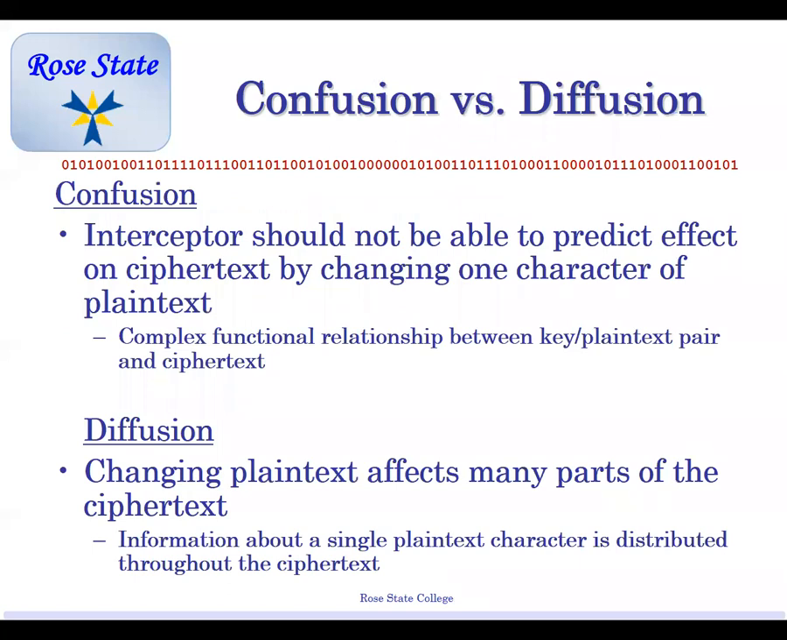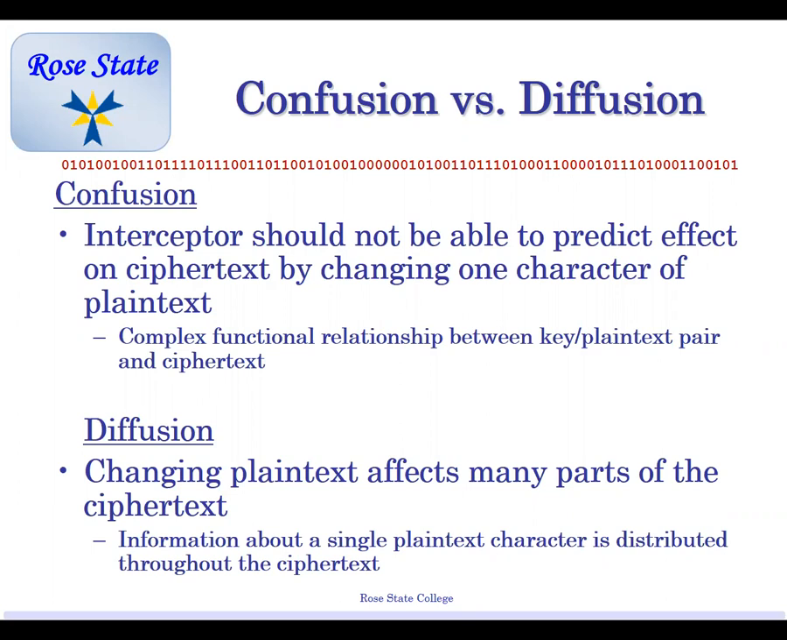Okay. All right, confusion versus diffusion. This is on the test. Okay, confusion, interceptor. Wait a minute, is confusion diffusion? Yes, I think it is. Interceptor should not be able to predict the effects on ciphertext by changing one character in plain text. In other words, if I take my plain text and change just one letter in it, I should not be able to tell you what's going to change in the ciphertext. In other words, there should not be a one-to-one mapping. By changing the third character here, you change the seventh character there. It shouldn't have that. There should be some sort of complex functional relationship between the two.